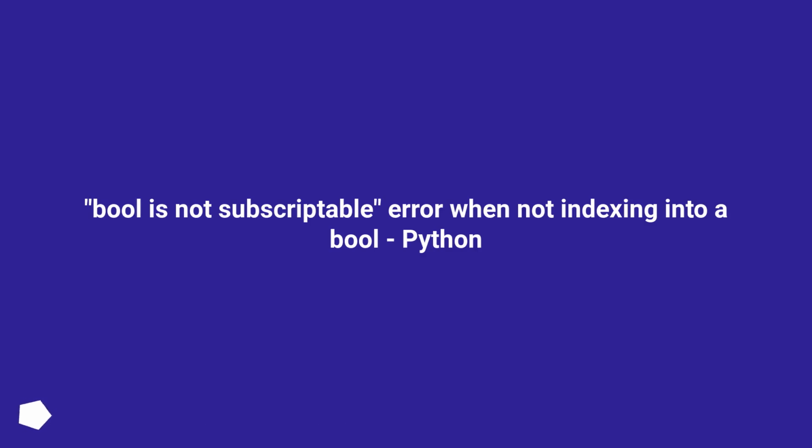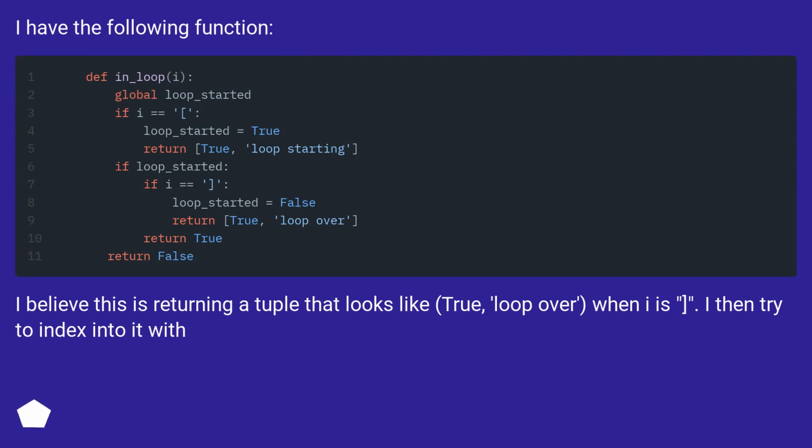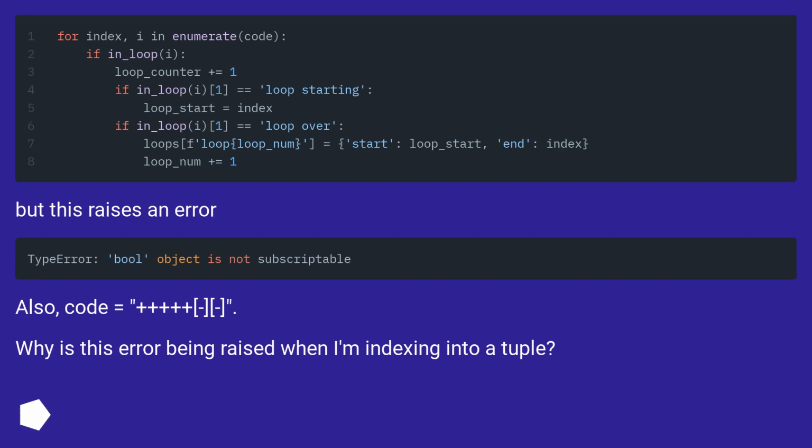Bool is not subscriptable error when not indexing into a bool, Python. I have the following function. I believe this is returning a tuple that looks like (True, loop_over) when i is... I then try to index into it with... But this raises an error.